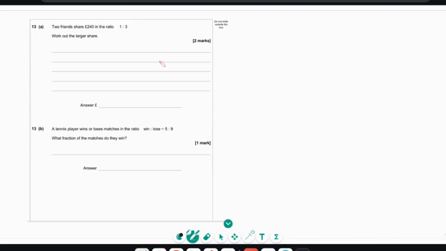Two friends share £240 in the ratio 1 to 3. Work out the larger share. With the ratio, I always imagine it as boxes. You've got 1 part and 3 parts, which in total is 4 parts. 240 divided by 4.